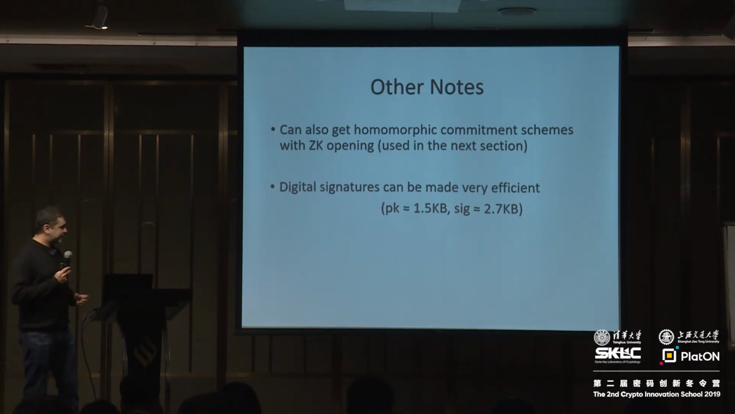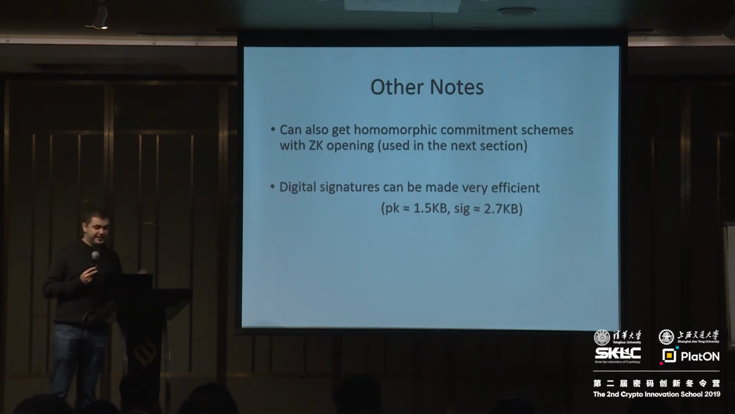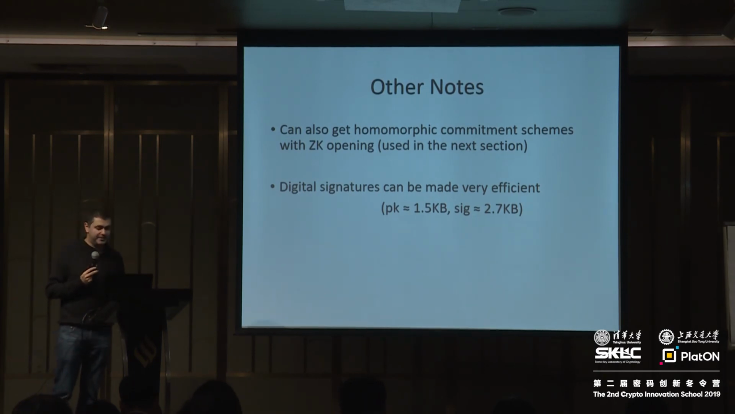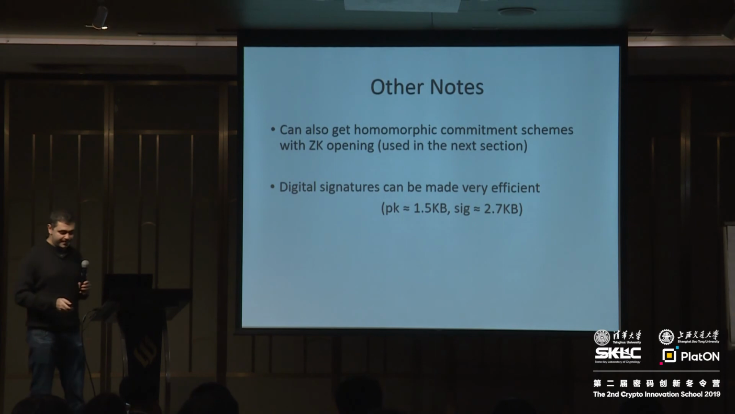The digital signatures can actually be made very efficient. So the public key is 1.5 kilobytes, signatures are 3 kilobytes. So we're not talking about megabytes anymore. We're really talking about somewhat bigger, not too much bigger than RSA signatures.